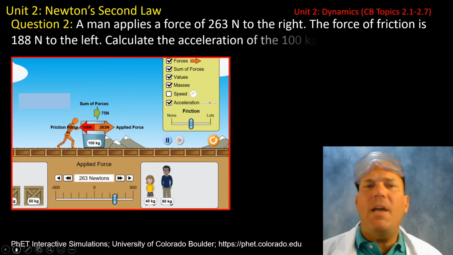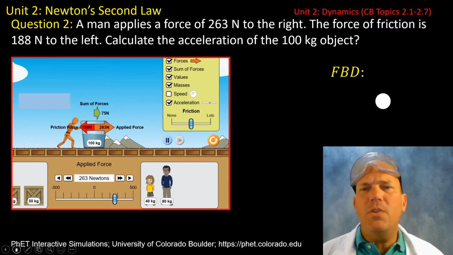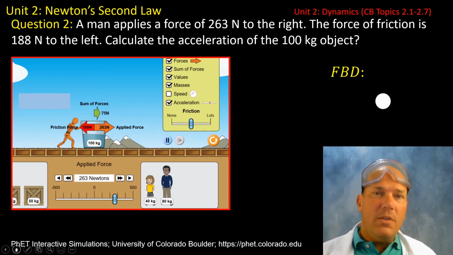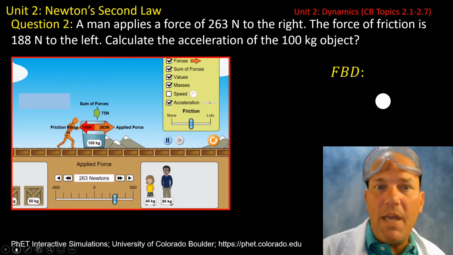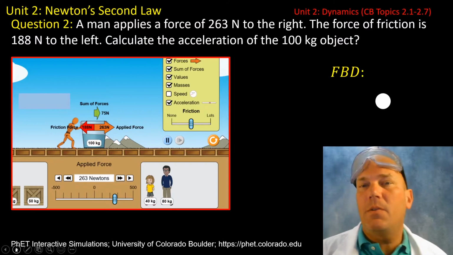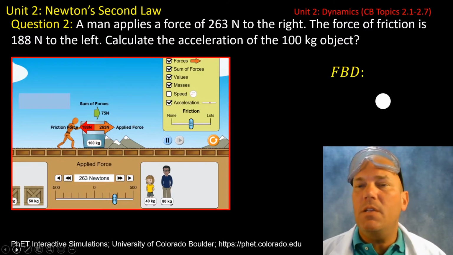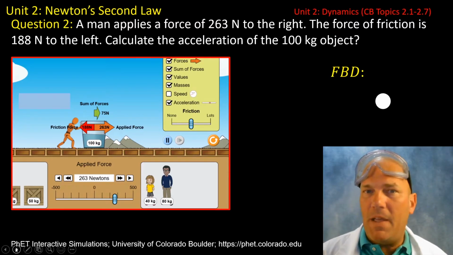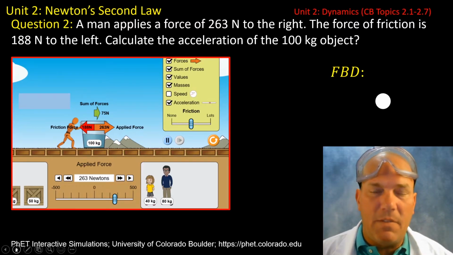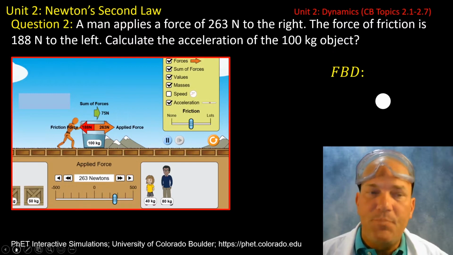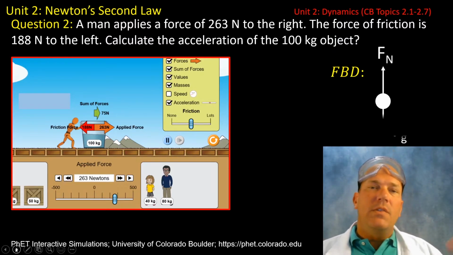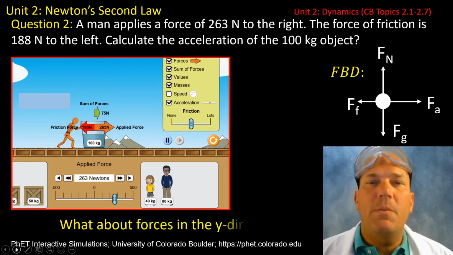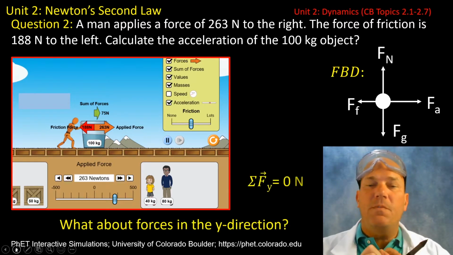Let's look at another question here. A man applies a force of 263 newtons to the right. The force of friction is 188 newtons to the left. Calculate the acceleration of this 100 kilogram object, and we're going to leave the same defined coordinate system in positive and negative directions as we did in question 1. So we have force normal, force of gravity, force applied, and now we have the force of friction.